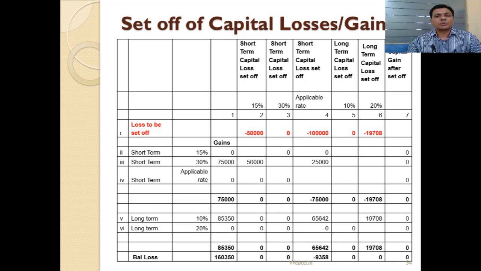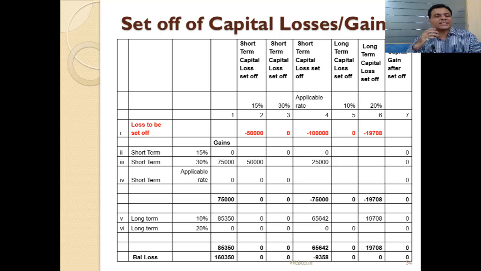But in many cases we were making these mistakes, and the department was not getting all this information because it was not being asked for, and therefore we were not furnishing it. The department was not clear whether these were calculated correctly or not. That is why this schedule is to be filled now, in which, as you can see, short-term capital loss at 15%, at 30%, applicable rate, long-term 10%, long-term 20% needs to be shown separately. The losses need to be shown separately.